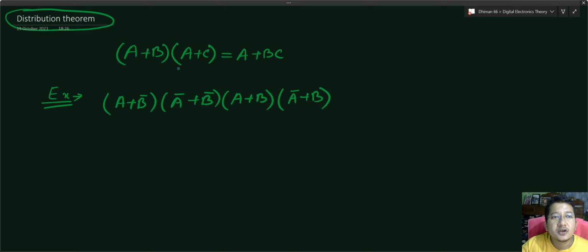In the theorem itself, you can see this is a POS expression, product of sum expression, and on the right hand side we have a sum of product expression, because B and C are multiplied, this is a product term, and A is a variable. On the left hand side we have a sum and another sum, and we have the product. So it is called a product of sum expression. Let us minimize using the given theorem. Using this distribution theorem we can minimize it.